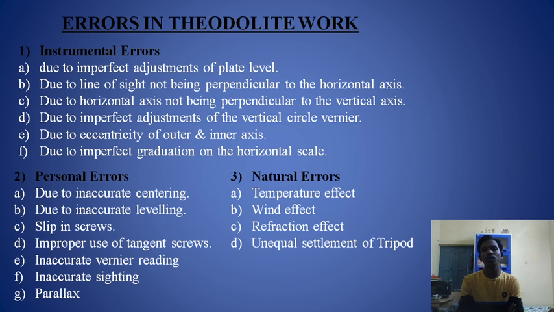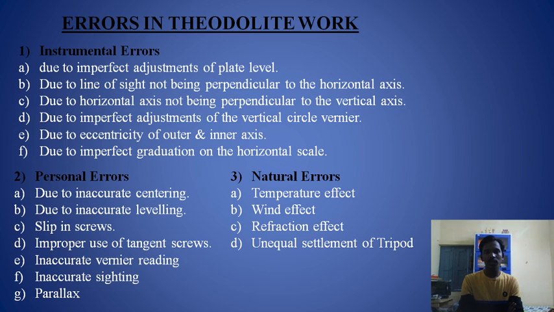So the next one is due to imperfect graduation on the horizontal scale. When you are going to measure the horizontal angles, you will use the horizontal scale. If the graduations, which means the numbering system or measuring scale, are not correct, then the instrument is said to be in error.